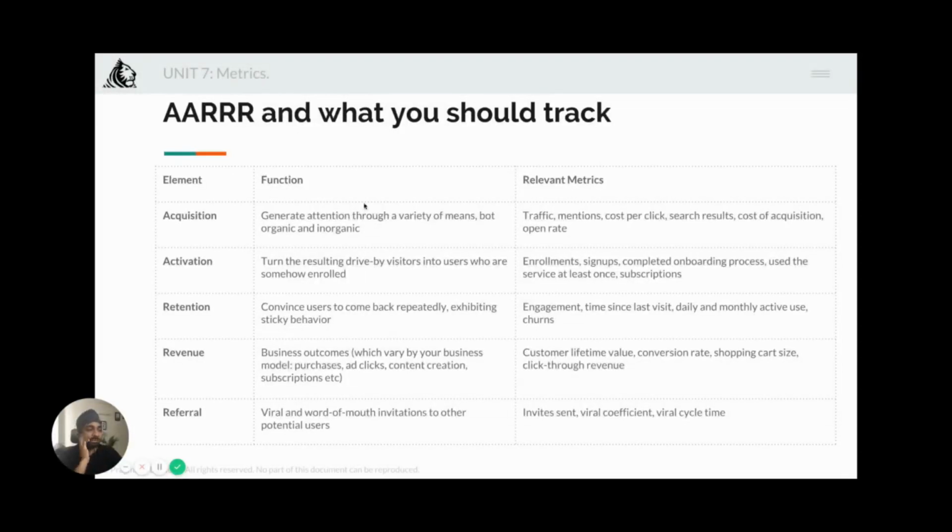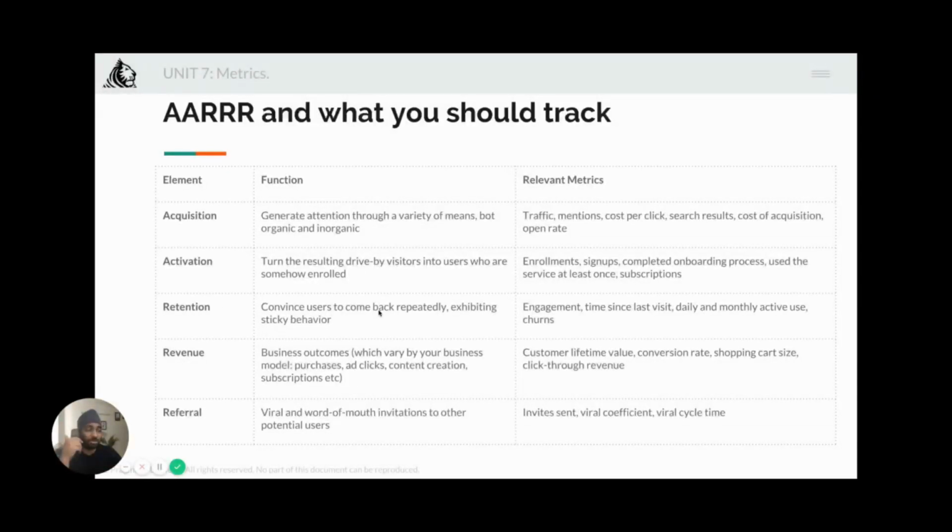Right. So to go slightly deeper into AARRR, let me talk to you about the function and relevant metrics that you can track, just to give you a little bit of an idea. Acquisition: the function is to generate attention through a variety of means, both organic and inorganic. The relevant metrics would be traffic, social media mentions, cost per click if you're doing ads, search results, SEO, cost of acquisition, open rate. You would typically track all these metrics to figure out whether acquisition is working as nicely as you planned it to be. Activation is turning the resulting drive-by visitors into users who are somehow enrolled. So enrollments, sign-ups, completed onboarding process, using the service at least once, subscriptions, all become important metrics.